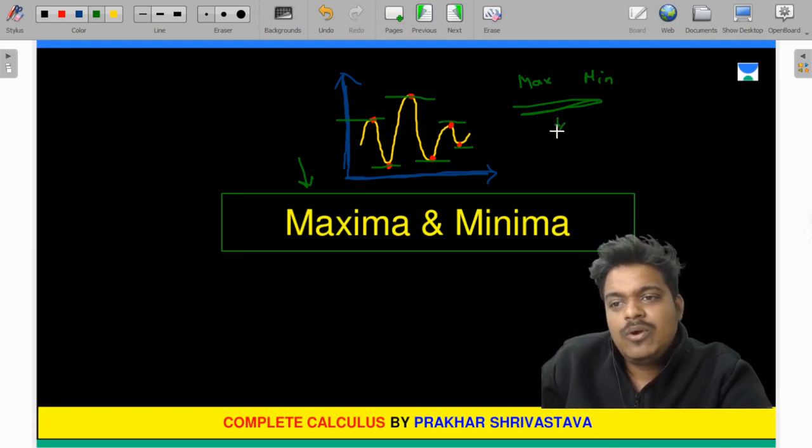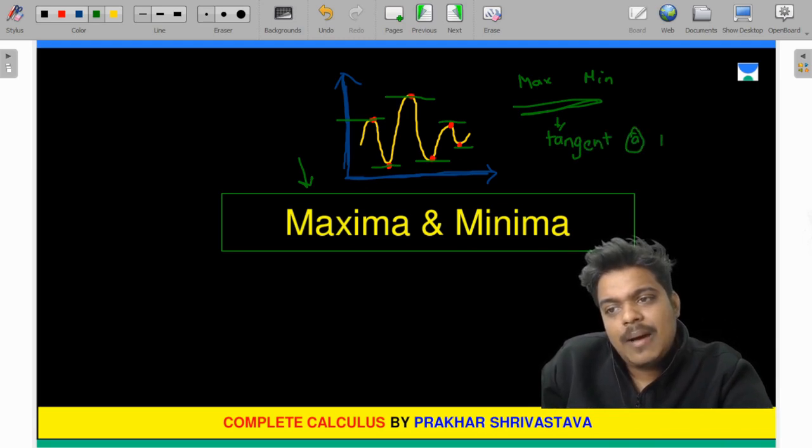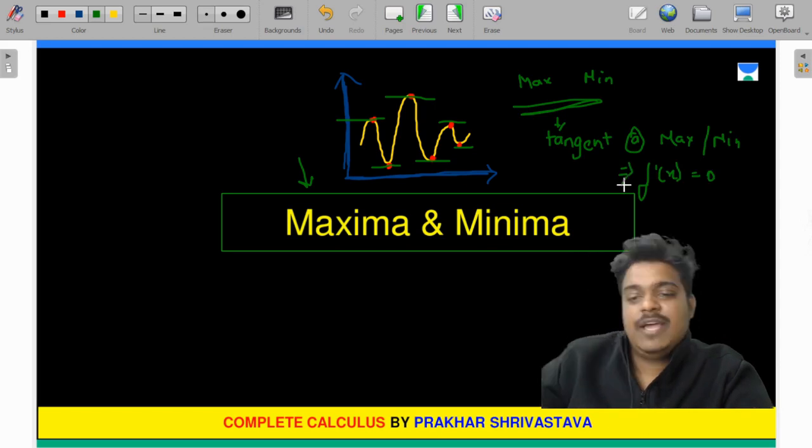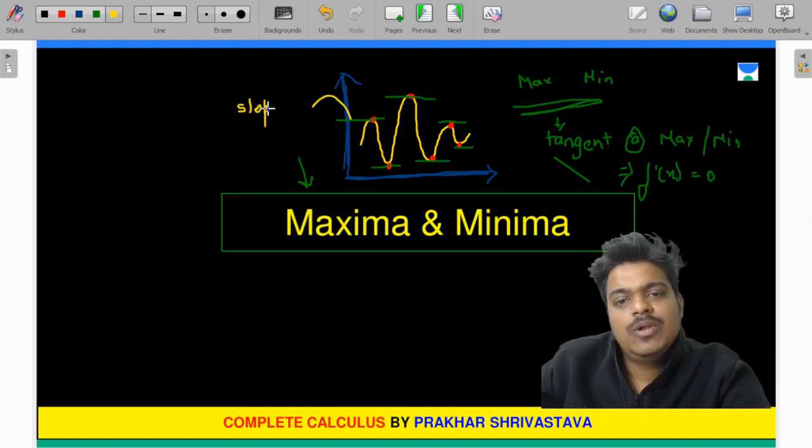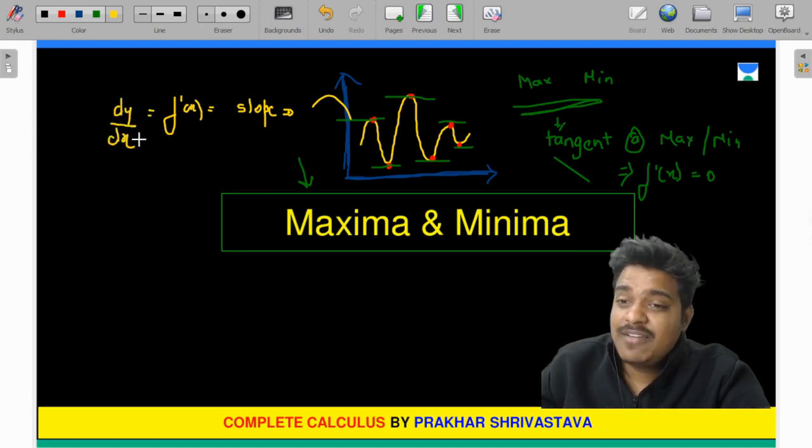It means if you draw a tangent at a maxima or a minima, f dash x would be equal to 0, because if the tangent is parallel to the x-axis, its slope will be equal to 0. Slope is nothing but f dash x, or you can say dy by dx. Is it clear?